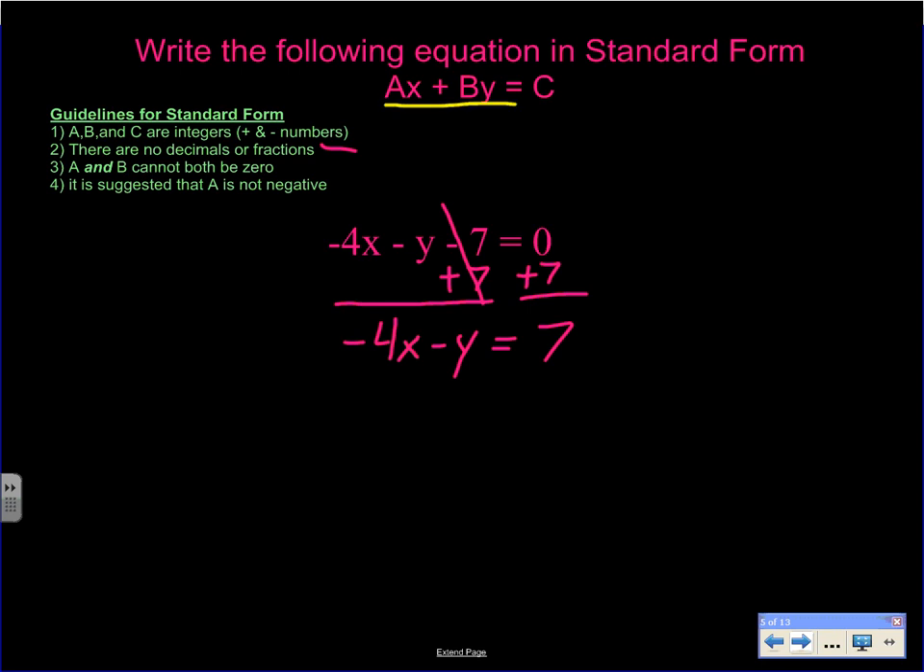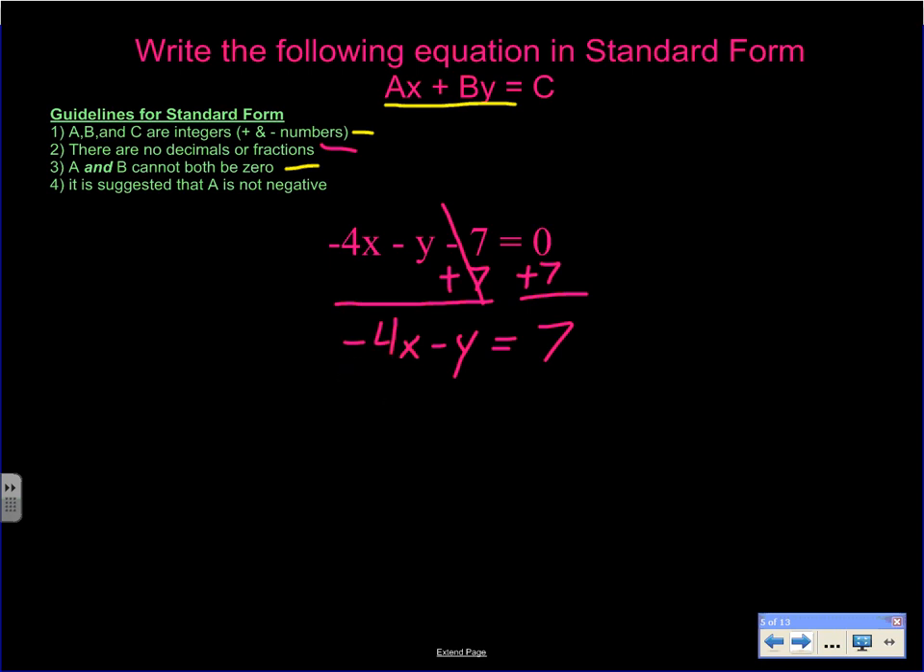So now that we have x and y on the same side, we know a, b, and c are all integers. There's positive and negative numbers and 0. A and b are not both 0. And it is suggested that a is not negative. Well, if we look, a is negative.